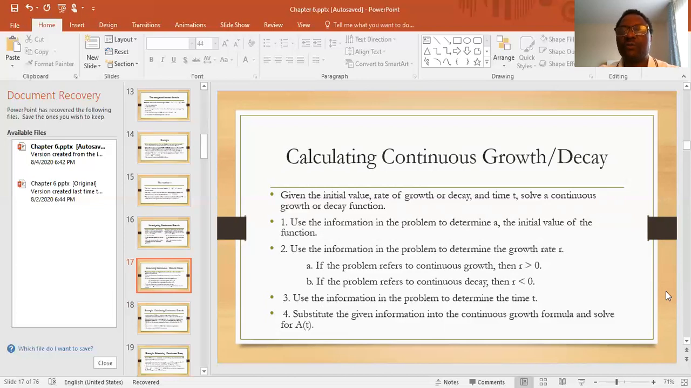Given the initial value, the rate of growth or decay, and time t, solve a continuous growth or decay function. To do this, you will use the information in the problem to determine the initial value A or P, and then use the information in the problem to determine the growth rate r. If the problem refers to continuous growth, then r is positive. If the problem refers to continuous decay, then r is negative. Then use the information in the problem to determine the time t. Substitute the given information into the continuous growth formula and solve for A of t.